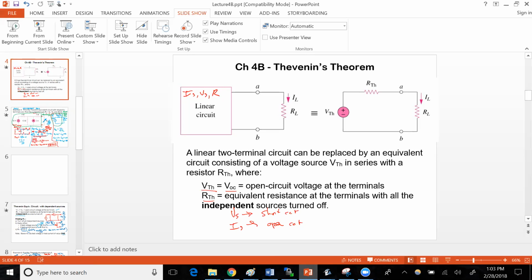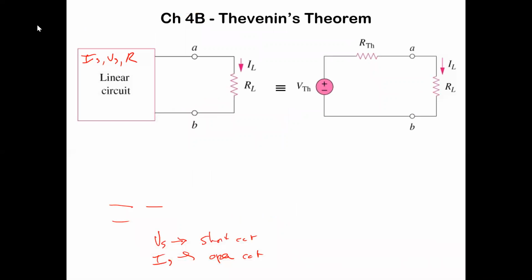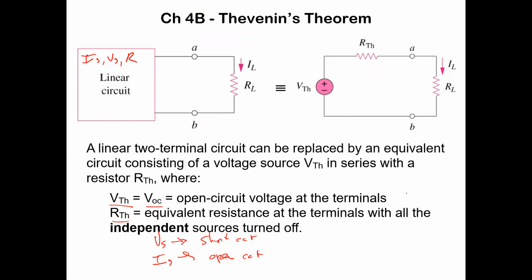So any combination of voltage sources, current sources, and resistors can be replaced by a single voltage source in series with a resistor. And we find the Thevenin voltage as the open circuit voltage of the terminals. And the Thevenin resistance is the equivalent resistance at the terminals of interest, right? And these are the terminals A, B that we're looking at. And our Thevenin resistance is the equivalent resistance at those terminals with all the independent sources turned off.